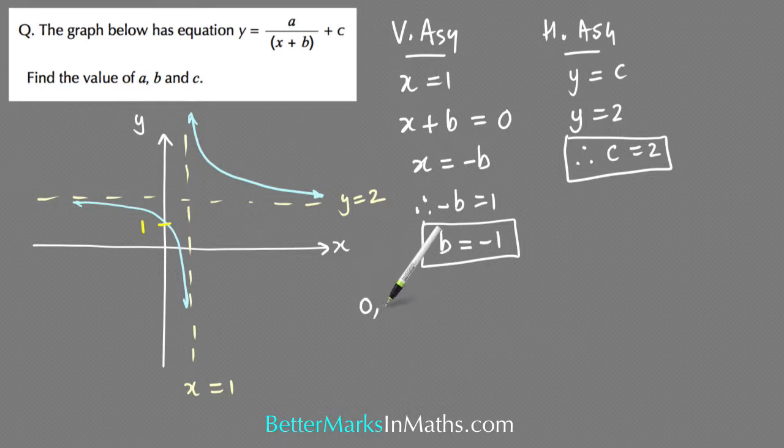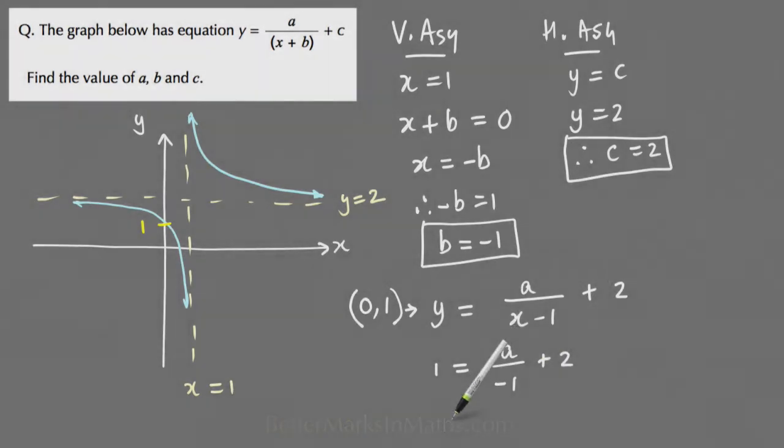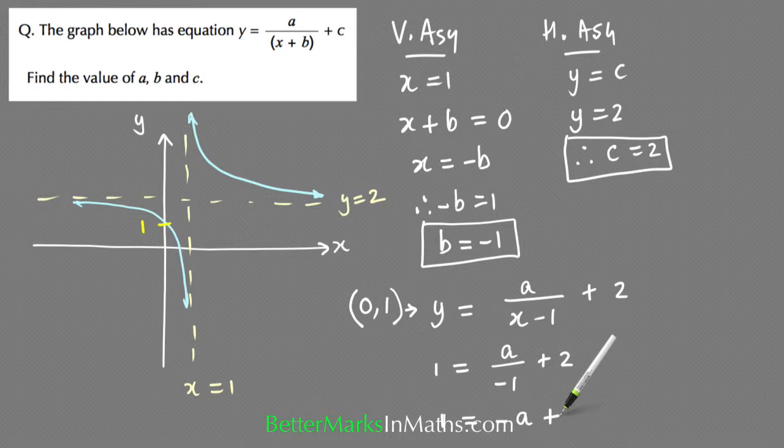So if you sub 0, 1 into y equals a on, and now I'm going to put in the value of b, so x plus minus 1 is x minus 1, and then plus c, which is 2. And when I sub 0, 1 into that equation, y is 1, so 1 equals a on 0 minus 1, which is minus 1, since x is 0 here, and then plus 2. From there, 1 equals a divided by minus 1 is minus a, plus 2.